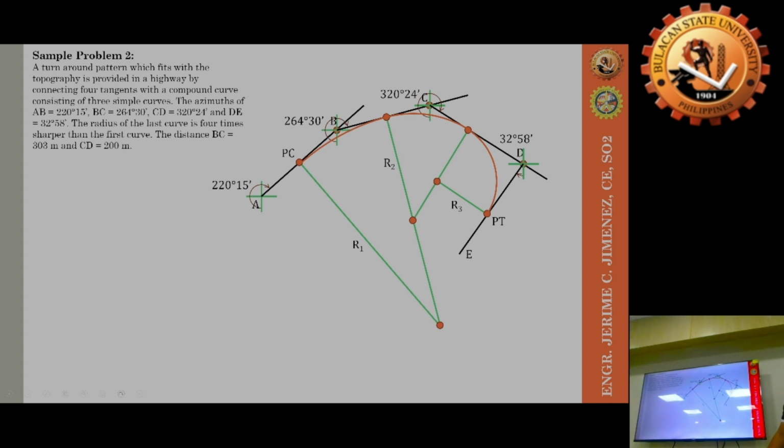Sa problem, sinabi din na given daw yung distance BC at saka yung distance CD. So therefore, your BC is equal to 303 meters and yung CD natin is 200 meters.